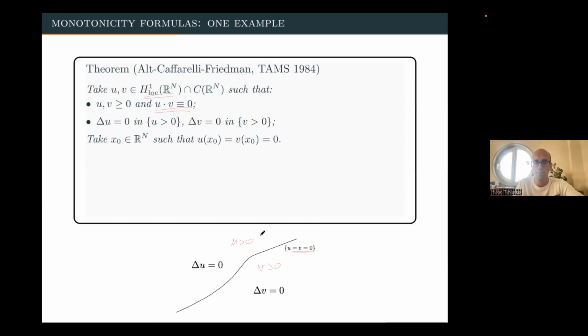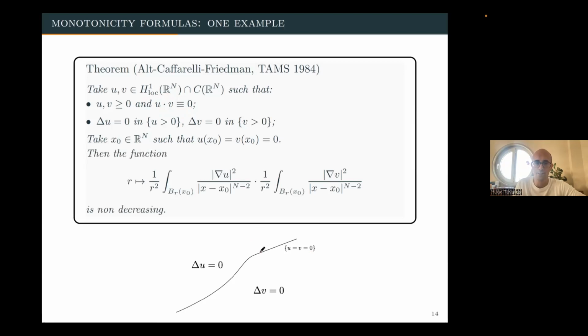So if you take a point x0 here, and you take a ball here of radius r, this product, that I will explain what it means, there's a product that only depends on r. This is a function of r, is monotone. What is this saying, morally speaking?